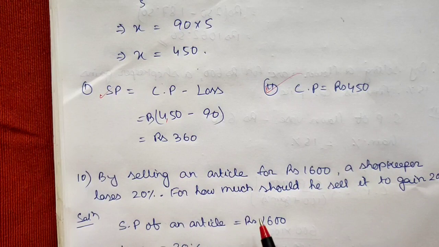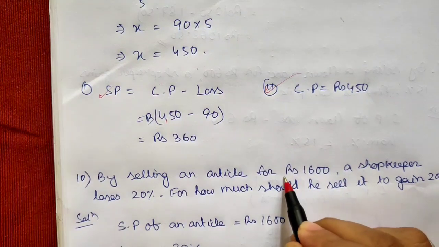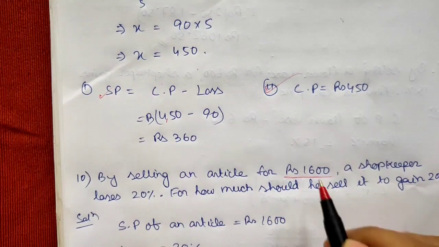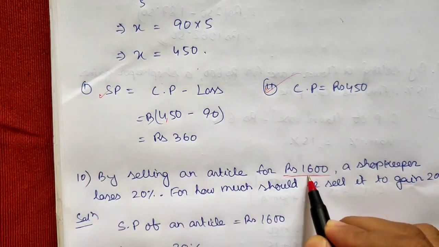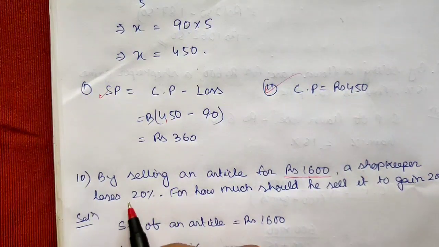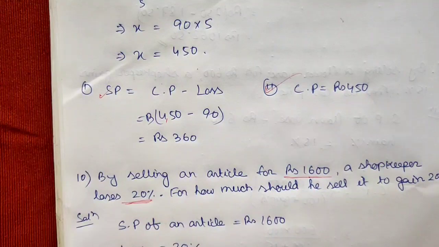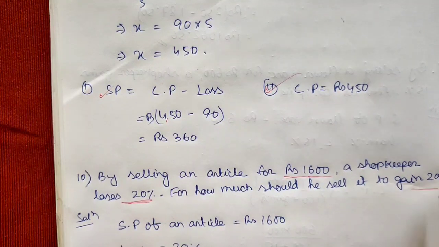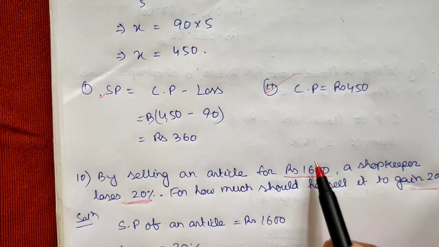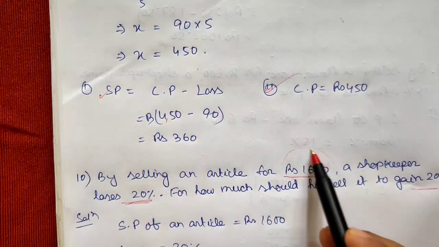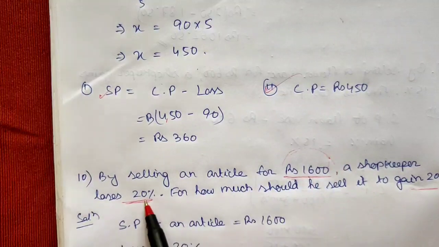For how much should he sell it to gain 20%? Okay. Now if the selling price of an article is rupees 1600, the shopkeeper loses how much? 20%. Okay. Now with which amount does he have to sell that article so that he gains 20%? If he sold an article for rupees 1600, he lost 20%.